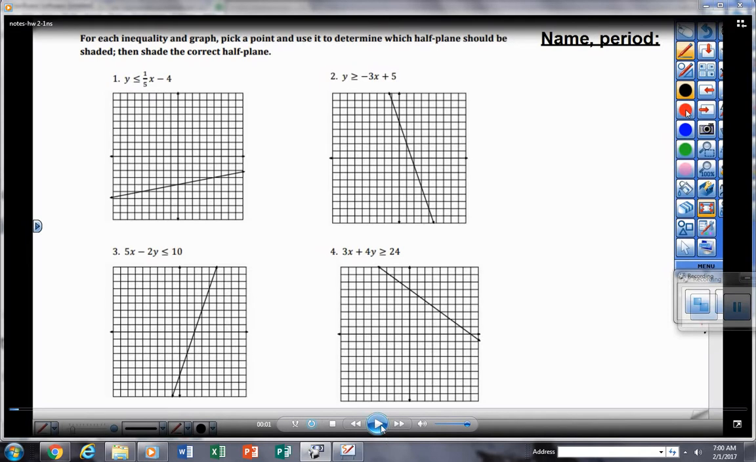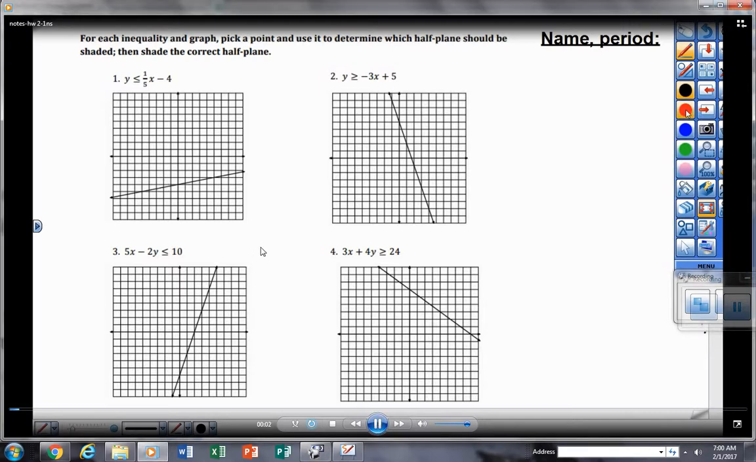For these problems, I'm going to have you pick a point on either side of this line, plug in the point for x and y, see which has a true statement, and then I'm going to have you shade into that zone.